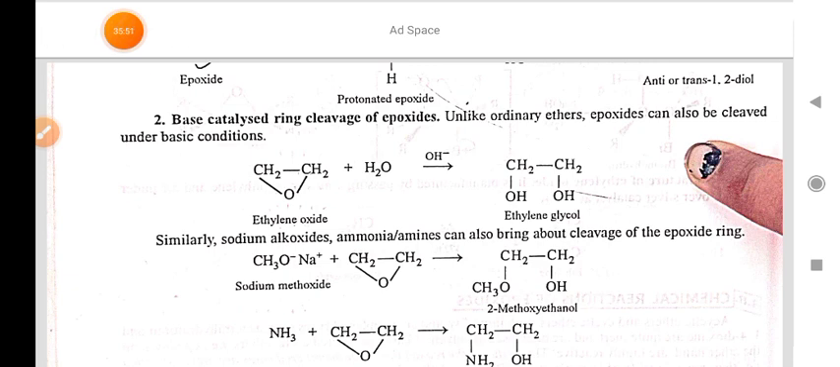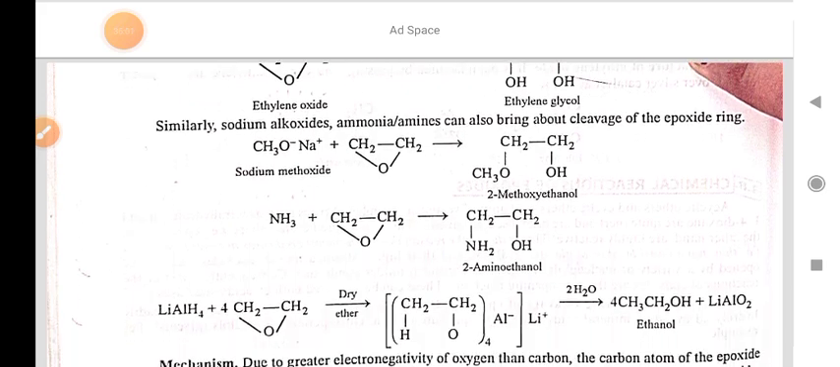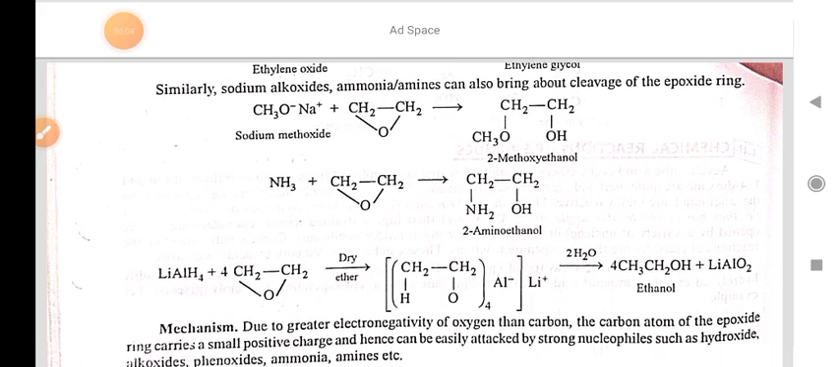Base catalyzed ring cleavage of epoxides. Unlike ordinary ethers, epoxides can also be cleaved under basic conditions. Ethylene oxide plus water gives ethylene glycol. Similarly, sodium alkoxides, ammonia and amines can also bring about cleavage of the epoxide ring. Sodium methoxide gives 2-methoxyethanol.